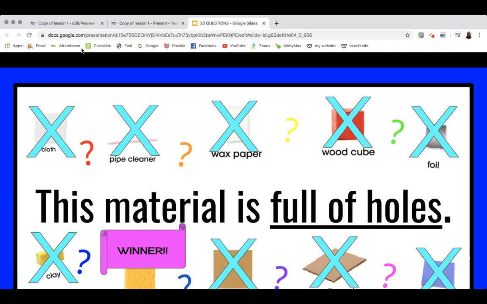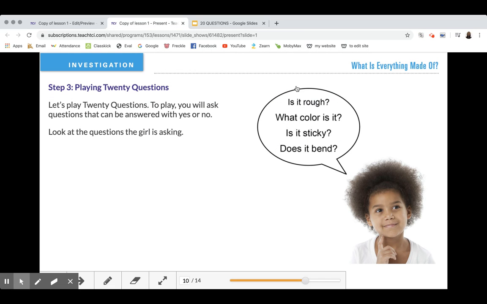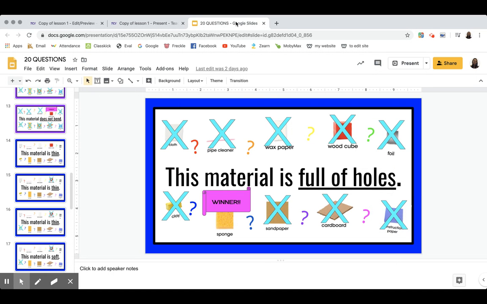Boys and girls, I hope you learned a little bit more about what it means for everything to be an object made of different materials, and how all of those objects and materials have different properties.